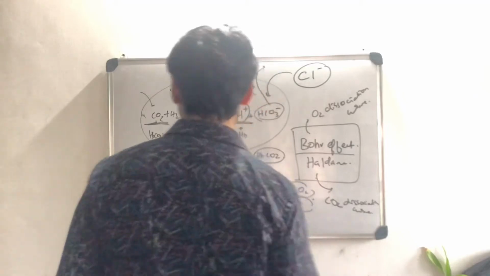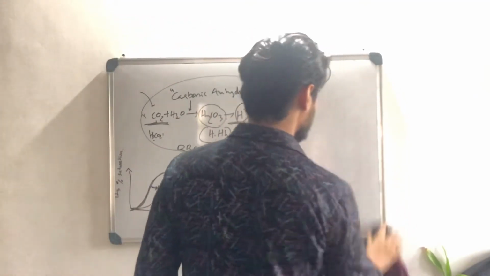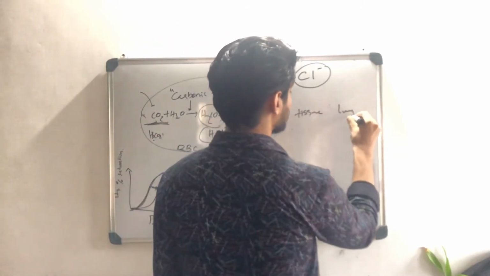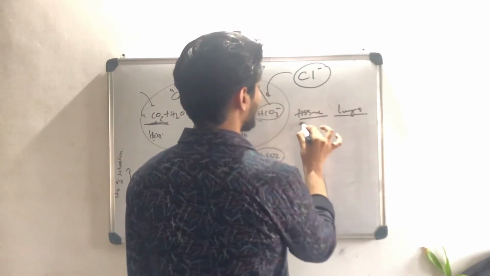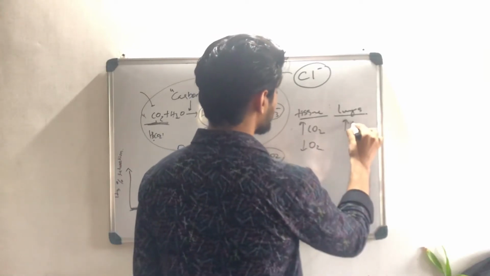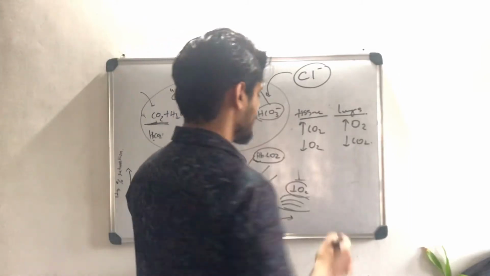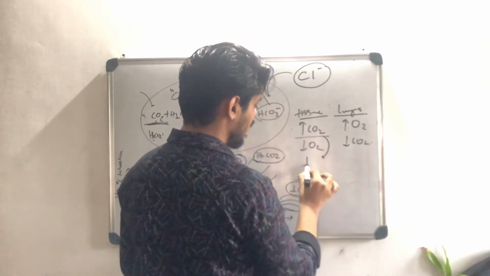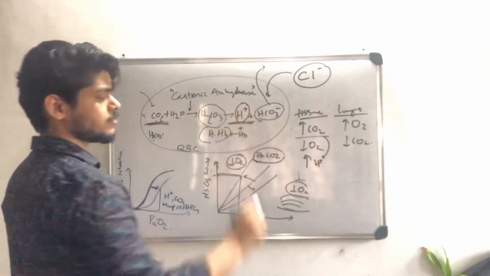Let's consider both tissue and lungs. Okay. There is this tissue, there is this lung. In tissue, we know there is more carbon dioxide, less oxygen. In lungs, we know there is more oxygen, less carbon dioxide. Right? Easy logic. And if there is more carbon dioxide, we know there will be higher H plus, right? More carbon dioxide, more H plus.